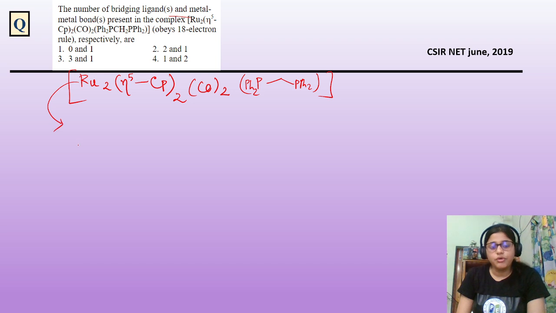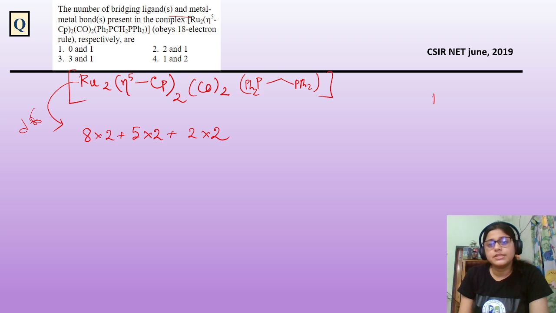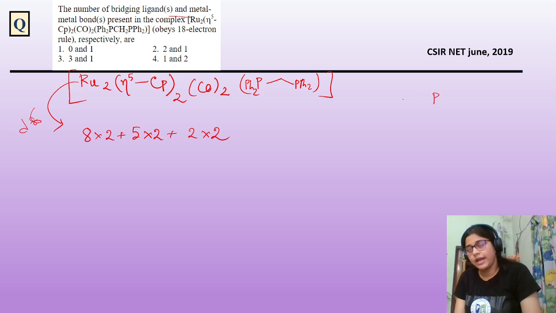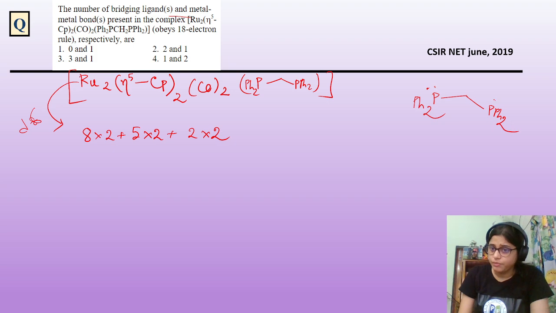Ruthenium we know is in the Fe group, d8. Sorry, d6, we have to consider 8 electrons. So 8 into 2, plus 5 into 2, plus 2 into 2 for carbonyl. And what will be here? For PPh2 we have previously seen that it has one odd electron and one lone pair, so the total contribution is 3. But here this is different. Here no odd electron is present, because here one CH2 is there, CH2, PPh2, right? So here one sigma bond is there, so no odd electron is present here. But here two lone pairs are present.